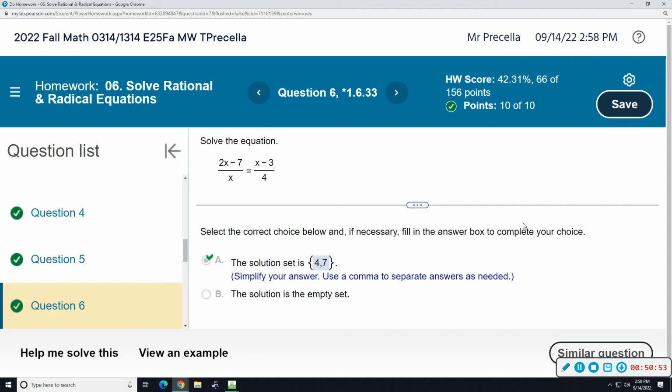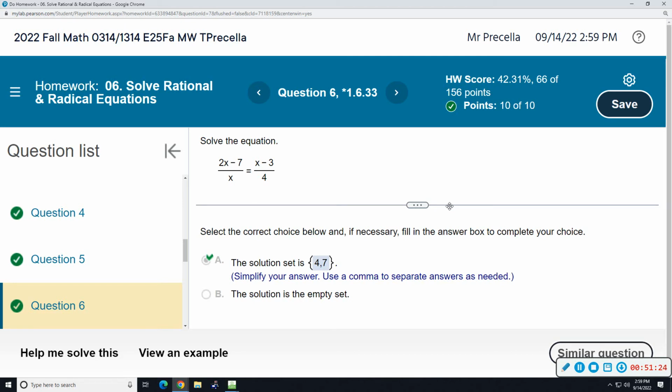The name of this homework assignment is Rational and Radical Equations. Rational equations are equations that contain fractions. Radical equations are equations that contain radical symbols, square roots, cube roots. They're not equations that are bizarre or violent. They're not that kind of a radical. They're just equations that contain radicals, square roots and cube roots primarily.